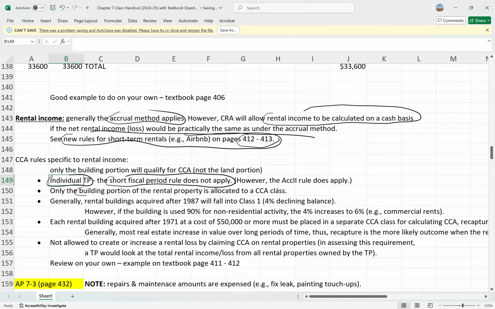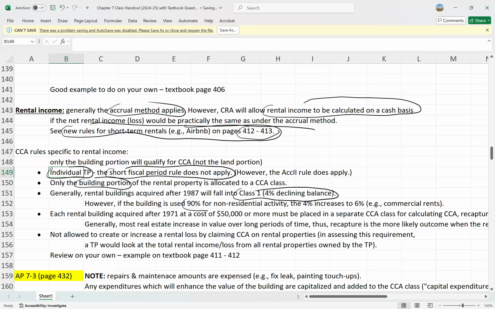What we talked about earlier, only the building portion will qualify for CCA. Generally, it all goes into class 1, which is 4%. However, if the building is used 90% for non-residential activity, then you can use the 6%. We went through that in one of the earlier lectures. We looked at the different rates for class 1 buildings. Generally, if it's residential, it's 4%. If it's greater than 90% non-residential, meaning it's like a corporate office, or you're renting to corporations for office purposes, then you can get the 6% CCA rate.